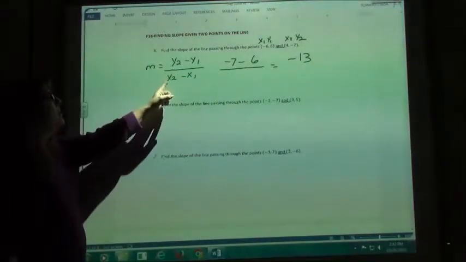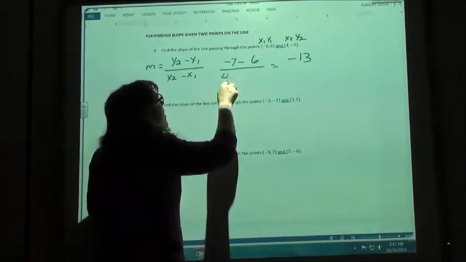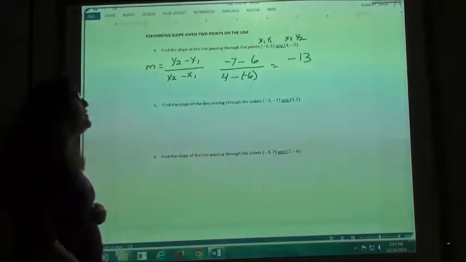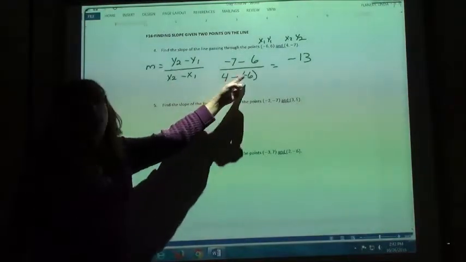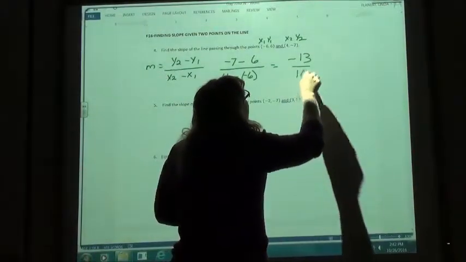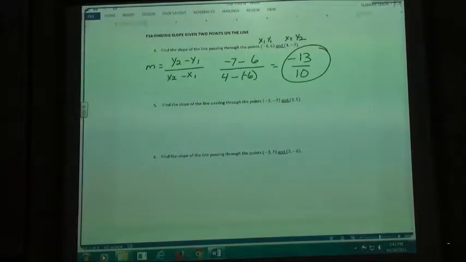On the bottom, starting with the x value from point 2, which is 4, I'm going to subtract the x value from point 1, which is a negative 6. Again, I'm subtracting a negative. It's going to be a positive. 4 plus 6 is 10. So my slope is negative 13/10.